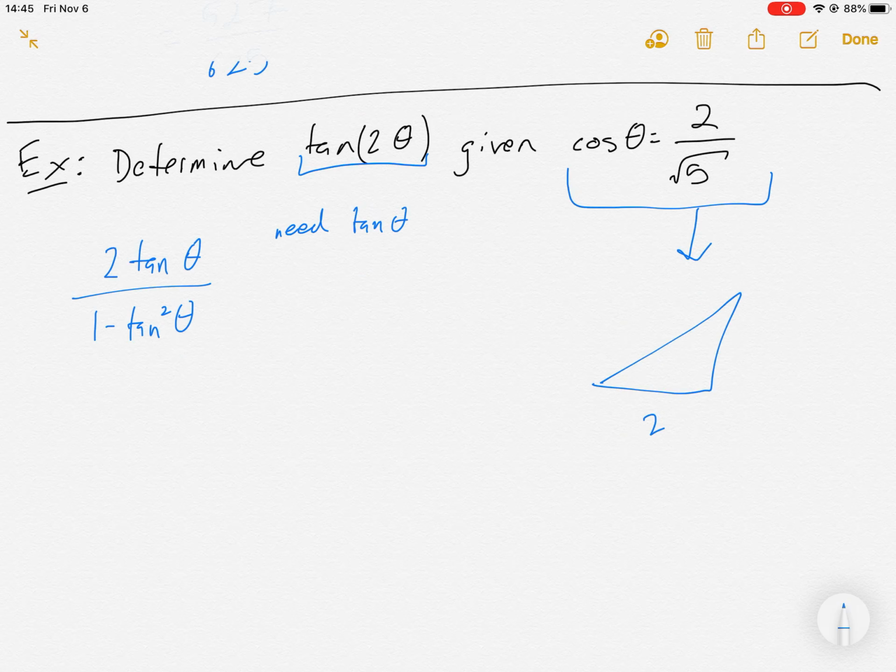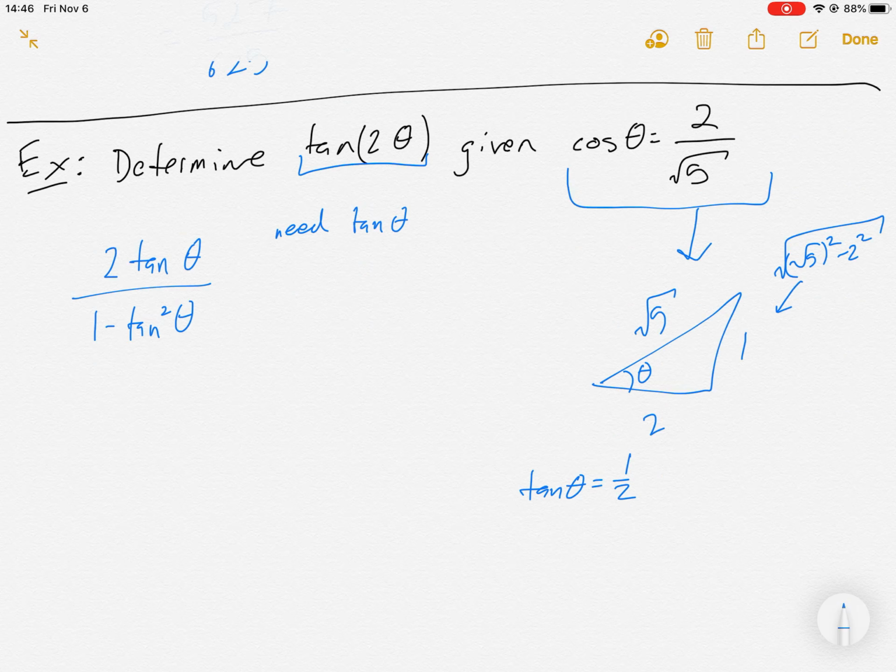We get 2 over the square root of 5, which means that this over here is going to be 1, because the square root of 5 squared minus 2 squared is 1. So that tells me that tangent of theta is actually 1 over 2, which is nice because that actually eliminates the radical.